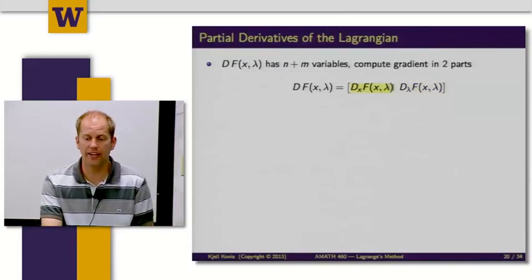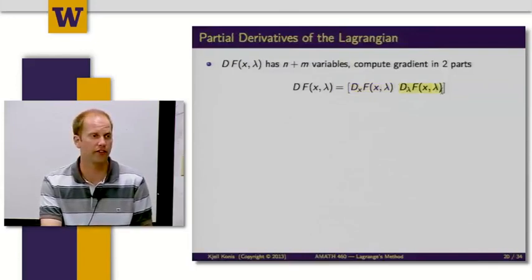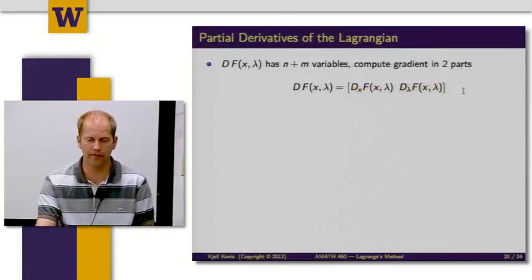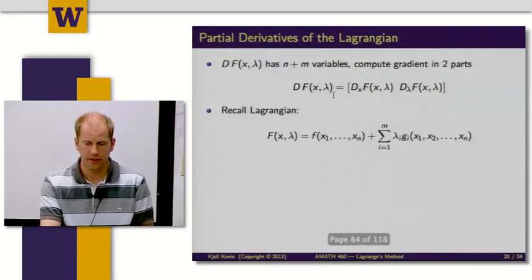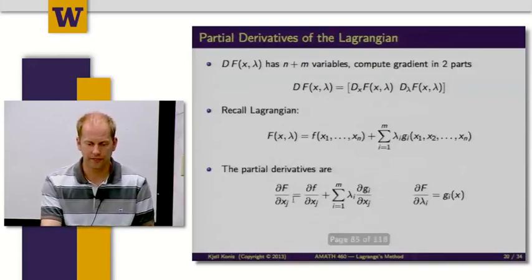And the first n elements will be these partial derivatives with respect to the x variables. And the last m elements will be the partial derivatives with respect to the Lagrange multipliers. And now let's remember what the Lagrangian looks like.